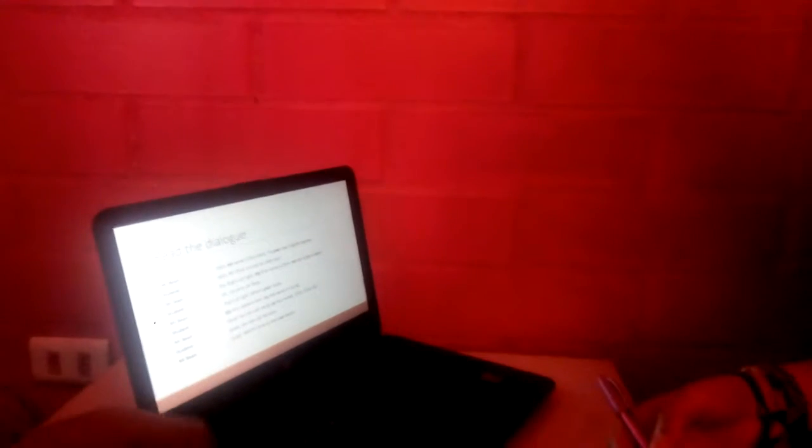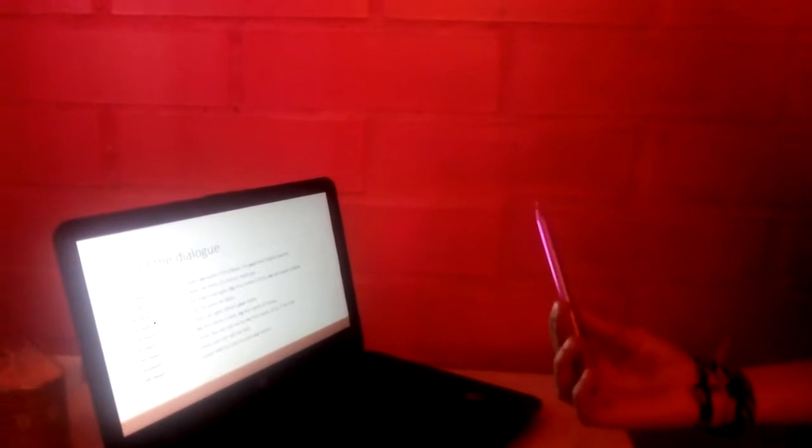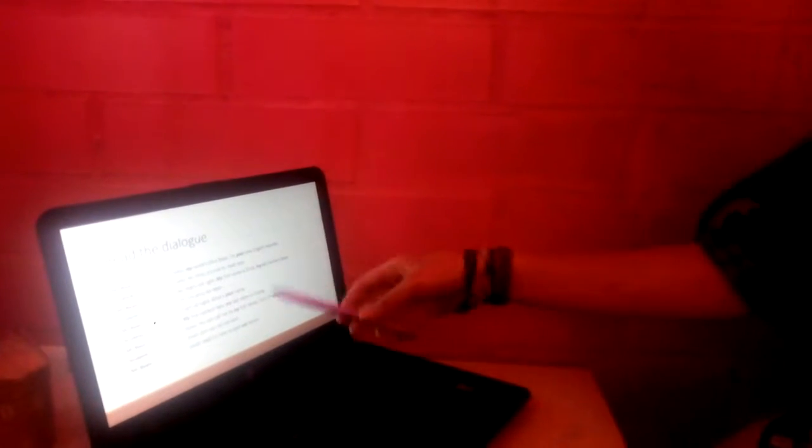Okay. So now have a look at this dialogue. Let's turn it a little bit sideways so she can read. We want you to identify the pronouns. Only the pronouns. Okay.